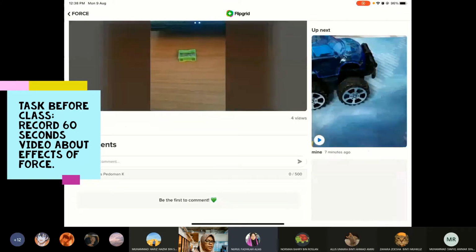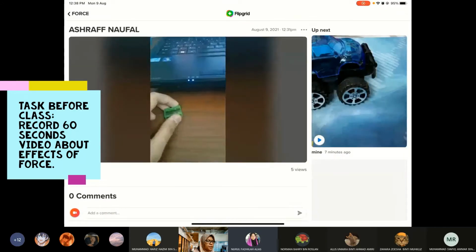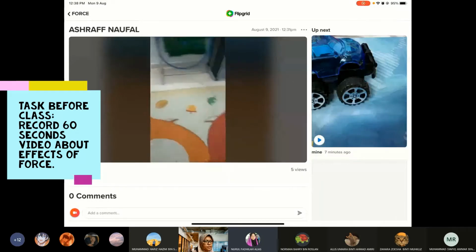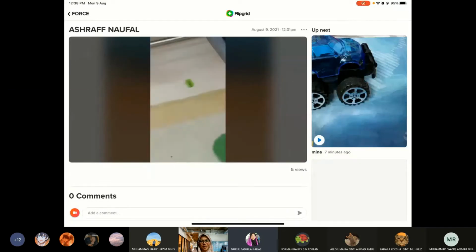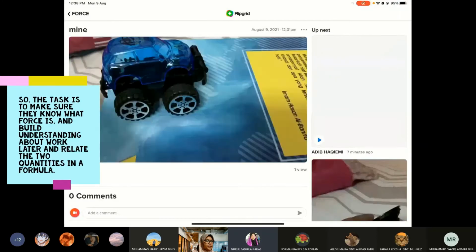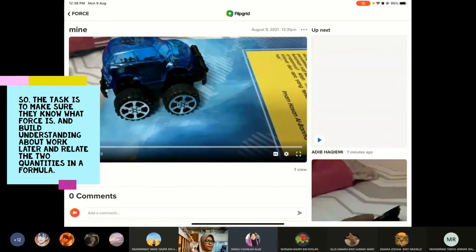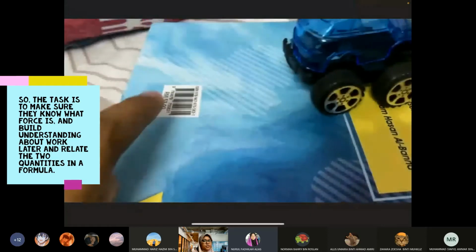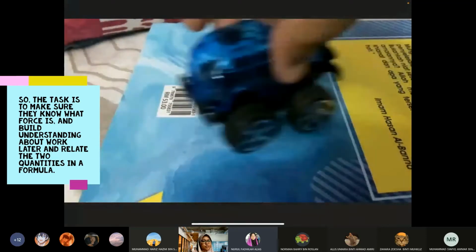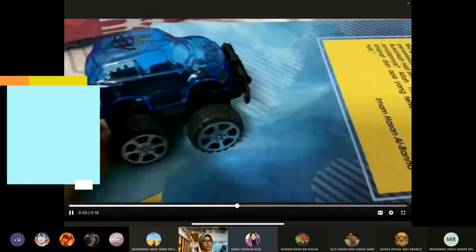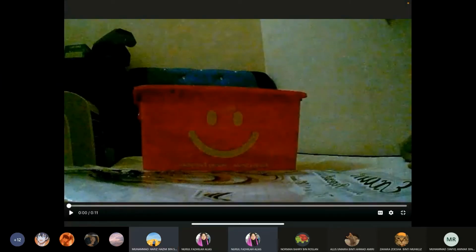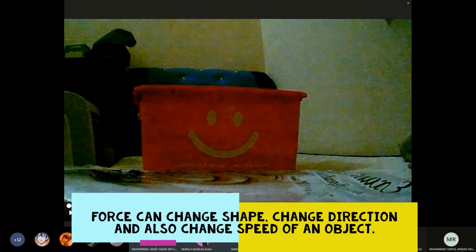Okay, next, what do we see here? Ashraf Naufal. What is he trying to do? He throws it. Okay, so what happened to the sharpener? It changes its position, right? Alright. And then this one. What happened to the toy car? It moves. Force can move an object. Yeah.